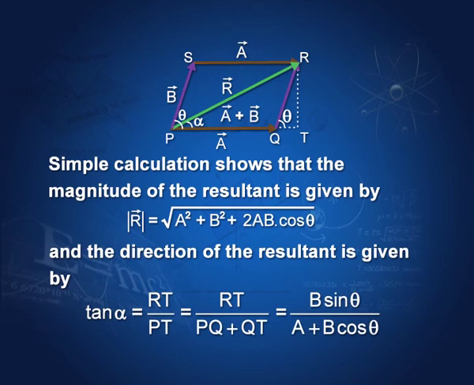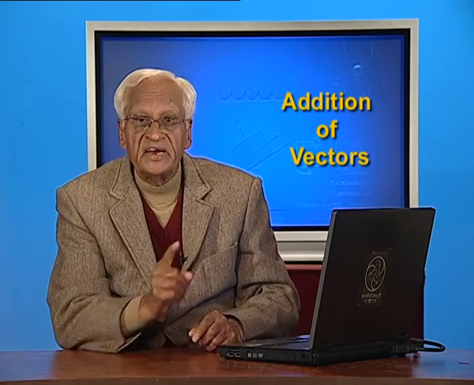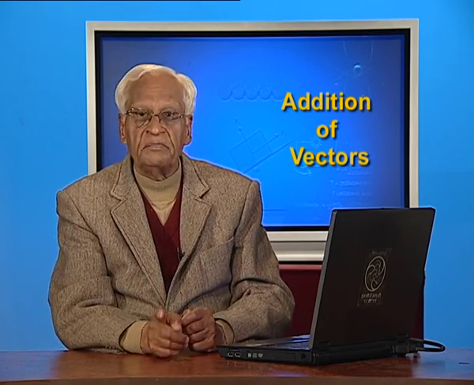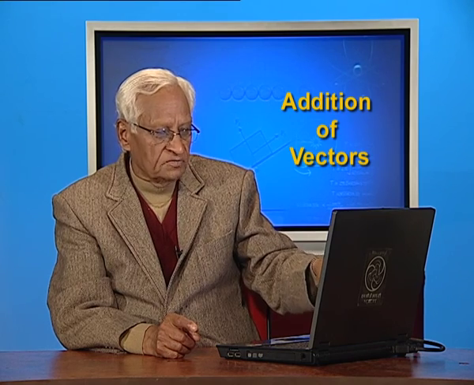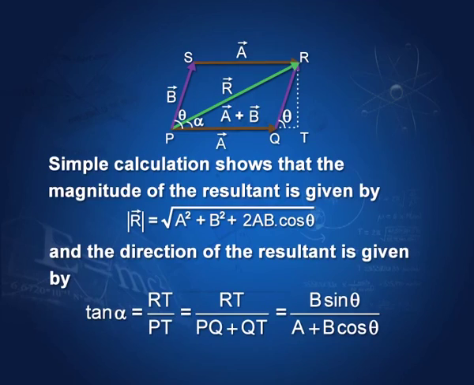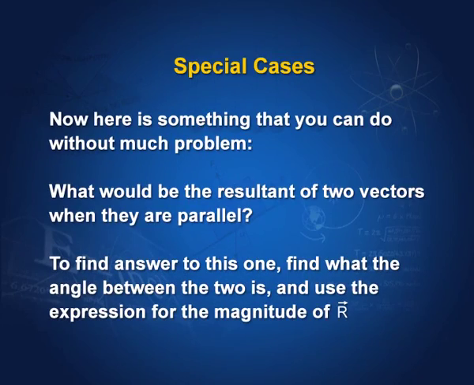Remember that here a and b are the magnitudes of the vectors a and b, and in the earlier result where we get the magnitude of the resultant, again a and b under the square root sign are magnitudes of the vectors a and b. There are some special cases of this result.